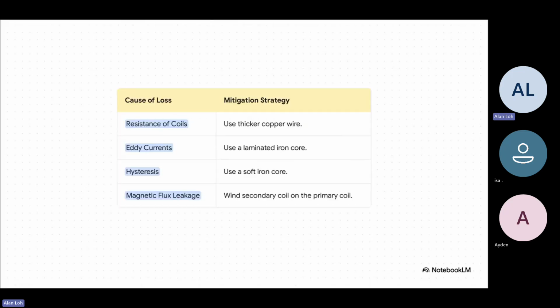So how do they chase that last little bit of efficiency? Well, it's a whole series of clever engineering hacks. To fight the resistance in the coils, they just use thicker copper wire. To stop these weird little whirlpools of current called eddy currents from heating up the core, they build the core out of super thin insulated layers. They even use soft iron because it's easy to magnetize and demagnetize, which saves energy. It's really a masterclass in fighting tiny energy losses.